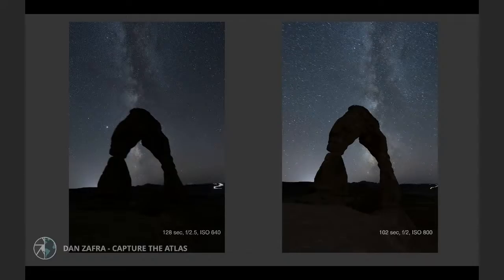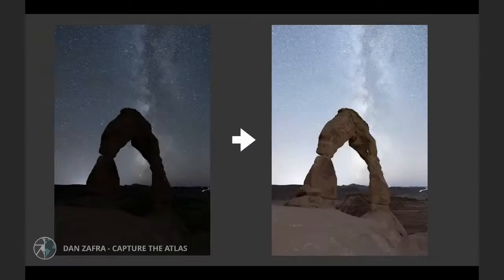Then for my foreground, I took my foreground later on. As you see, the Milky Way was moving, and I turned off my tracker. I focused on the arch, and I took an image with 102 seconds, f/2, and ISO 800. It's a very low ISO. As you see, it's a bit dark, but my camera is ISO invariant, which means that I can raise the exposure in post-processing, and there's not going to be a big difference in terms of noise. So the next thing I do is take my foreground image and raise the exposure. As you see, everything is fine, and there is no noise.